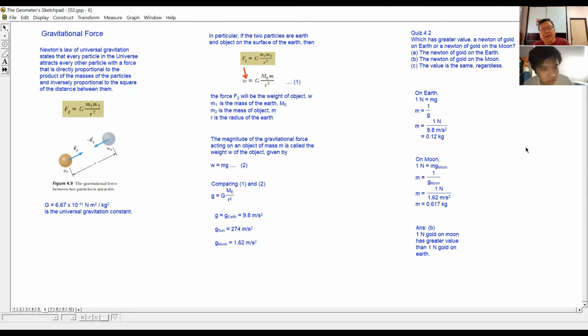Okay. Now we are going to use qualitative treatment. Qualitative treatment means we are going to use logical reasoning. So you consider, let's say on Earth, I draw here a spring, and there's a pointer here. The pointer says 1 Newton. Then we also have a spring balance on the moon, carrying a weight here. The pointer here also says 1 Newton.